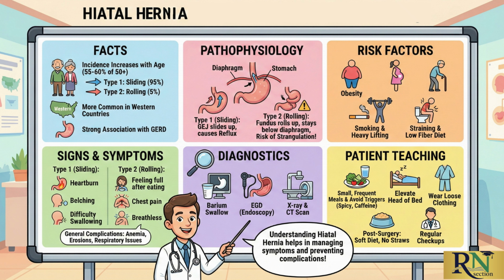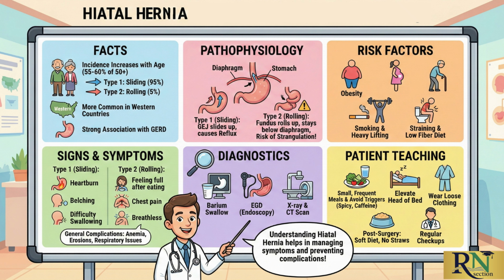Association with GERD: 96% of patients with Barrett esophagus have a hiatal hernia that is 2 centimeters or larger. The demographic: it is more common in Western countries due to lower dietary fiber intake and the sitting position used for defecation, which causes straining.